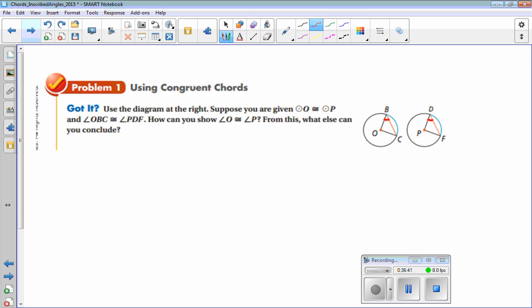Don't tell me, Marvin, I know you know. Sharia, why are they isosceles triangles? Because the radiuses are the same. Perfect. So if that's true, aren't these two angles also the same? Because aren't the base angles of an isosceles triangle congruent? So then why are O and P congruent?